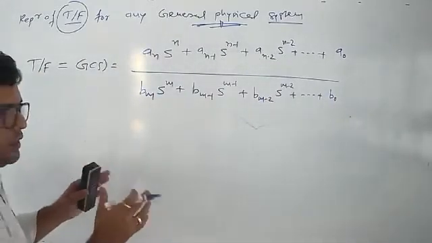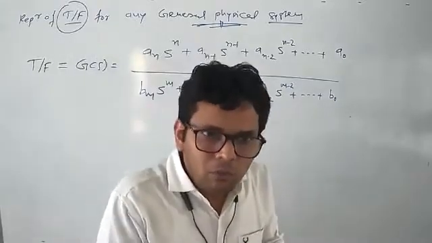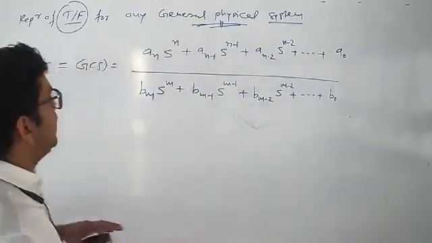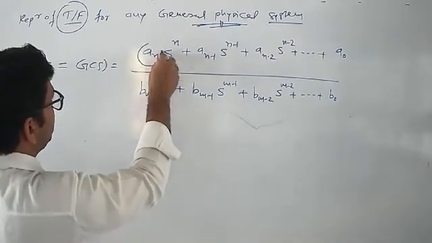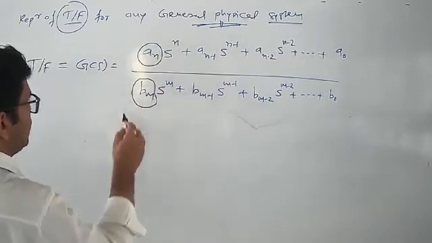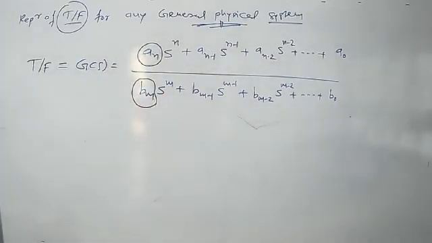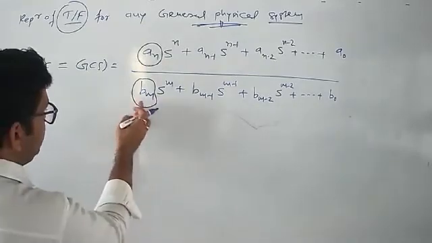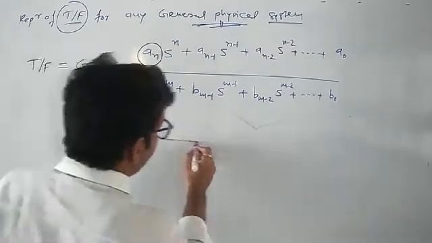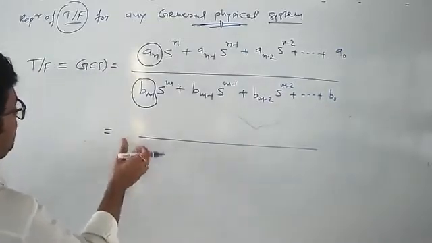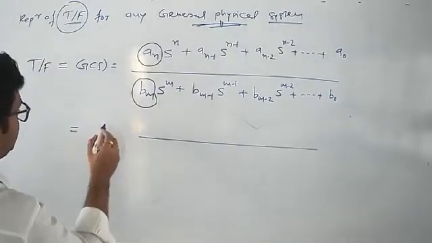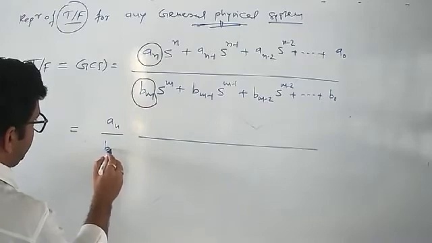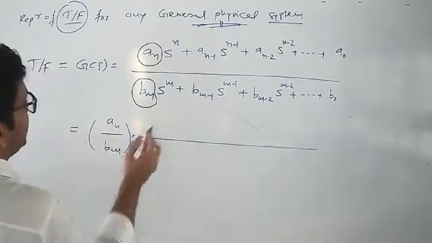Now suppose we want to write this particular equation in a more generalized way. Suppose we want to make the coefficient of the highest power of s in the numerator polynomial as well as the denominator polynomial as 1. Suppose we want this particular term to be 1, this particular term to be 1. So what we need to do is take common a_n from the numerator polynomial and take common b_m from the denominator polynomial. If you rearrange the terms by taking common a_n from the numerator and b_m from the denominator, we can write this equation like this: a_n whole divided by b_m multiplied by the rest of the thing.